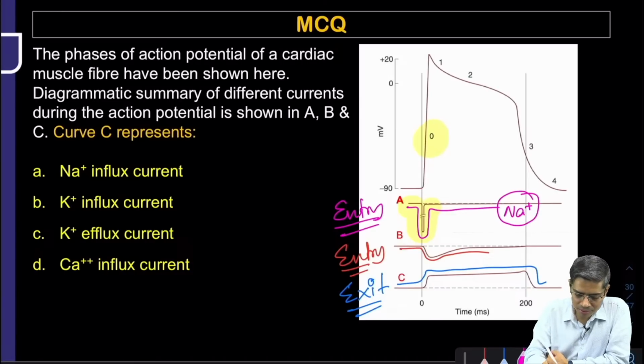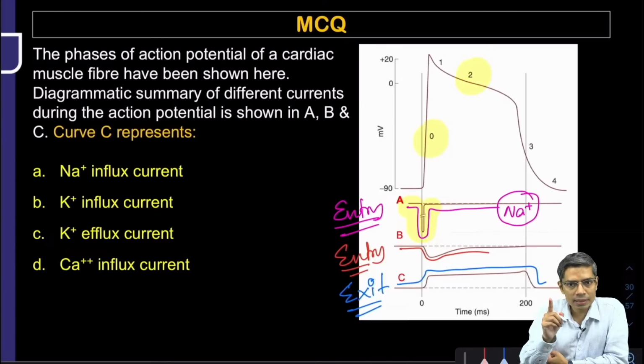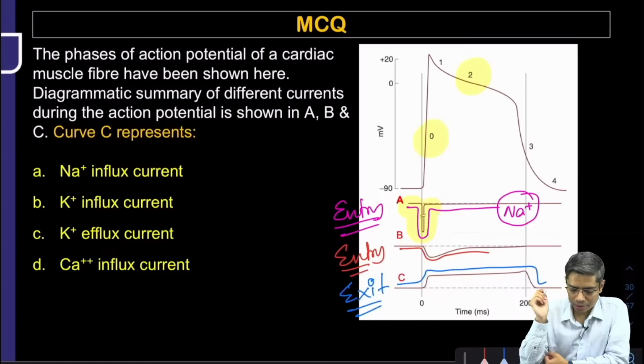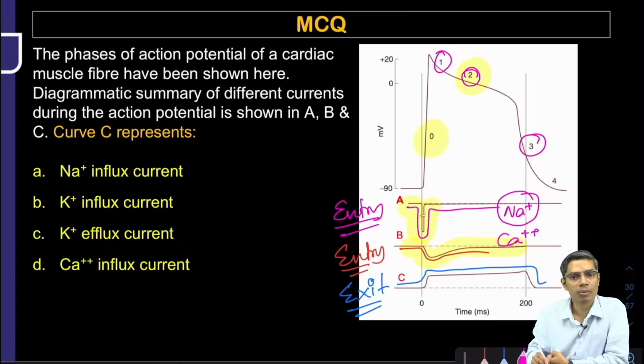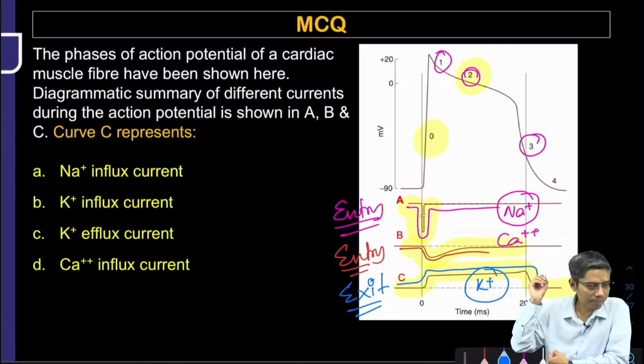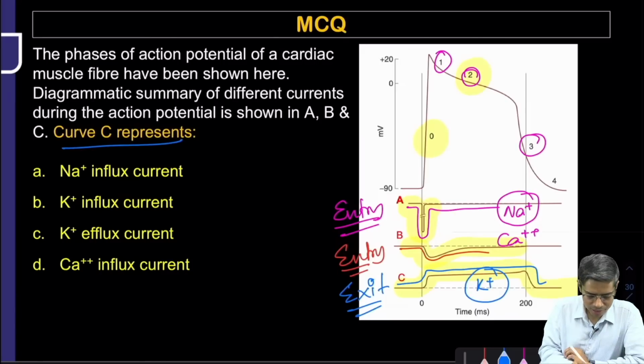Then I can understand that during phase number 2, one ion will enter and one ion will exit. One ion is entering, and obviously this is going to be calcium, and one ion will exit, that is potassium. The potassium exit is not only seen in phase number 2, it is also seen in phase number 3 and also in phase number 1. That is why this exit curve starts from phase number 1 and continues throughout the action potential, and then vanishes. So, this third curve is nothing but the potassium curve. Got it? They are asking what curve C represents. This is nothing but potassium efflux current.